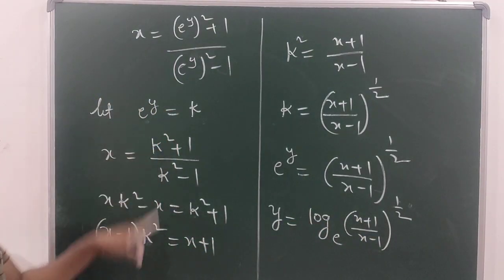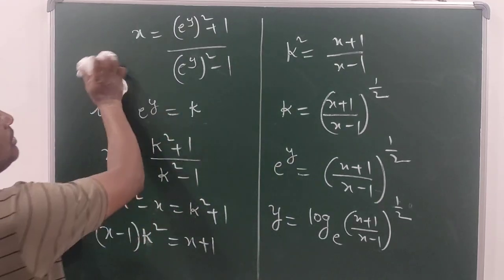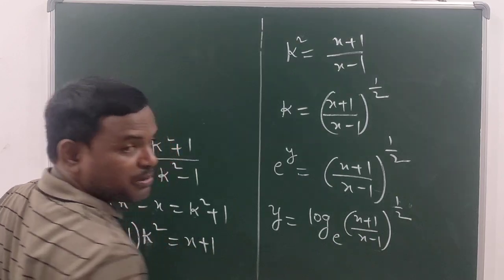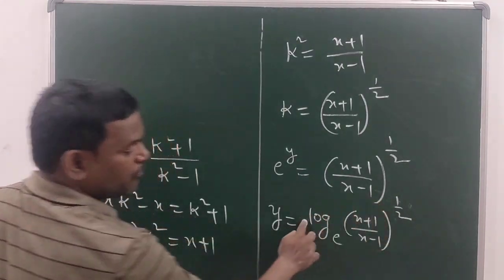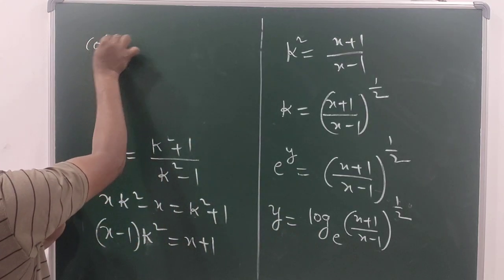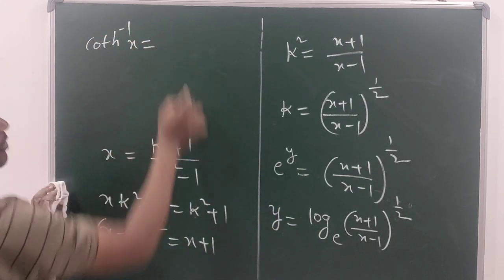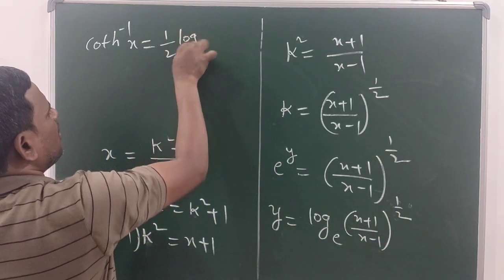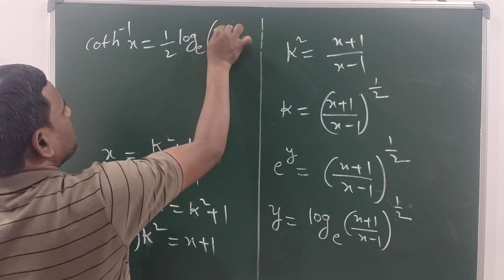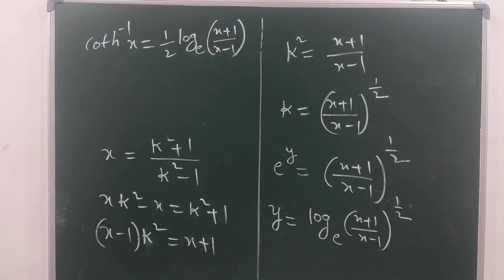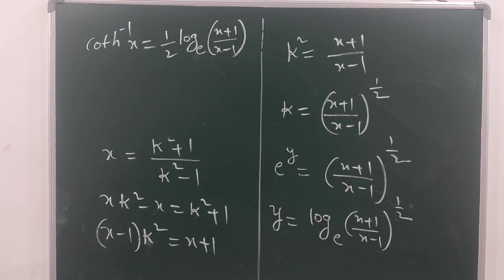I hope you have understood this simplification. So in the next step, applying the power of logarithm formula, this 1/2 will come over here, so that y, which is coth inverse of x, is equal to 1/2 log_e of (x + 1)/(x - 1). So that is the definition of coth inverse of x in terms of log.